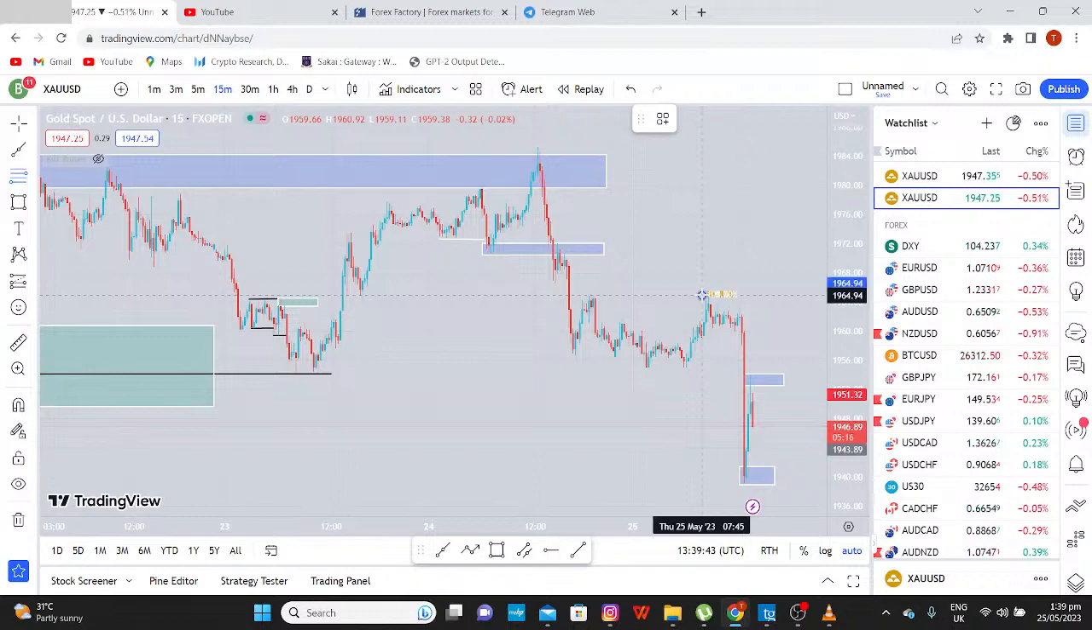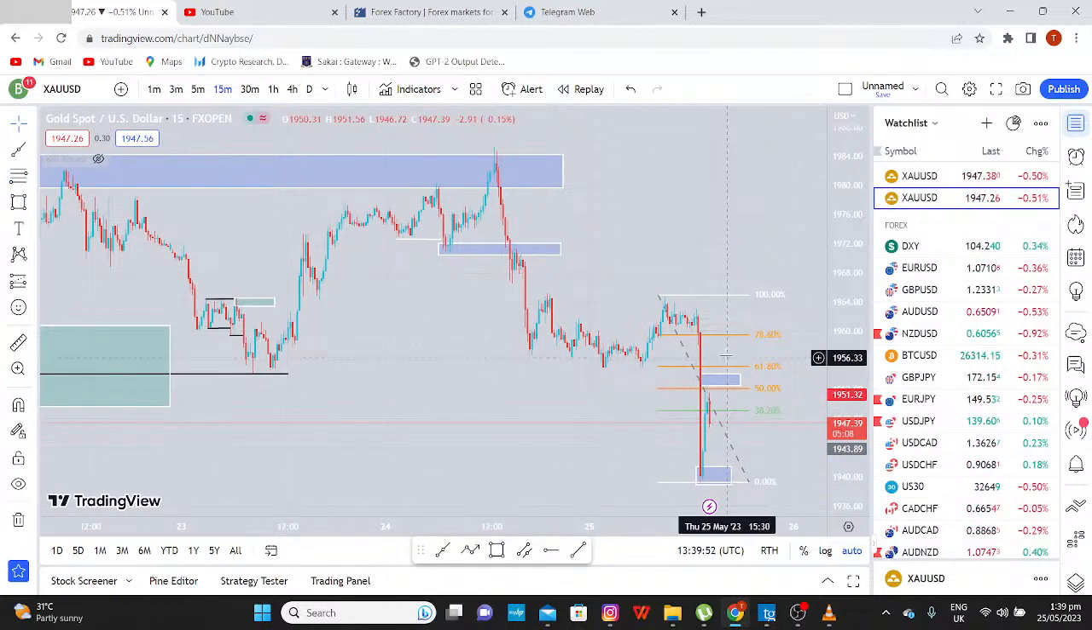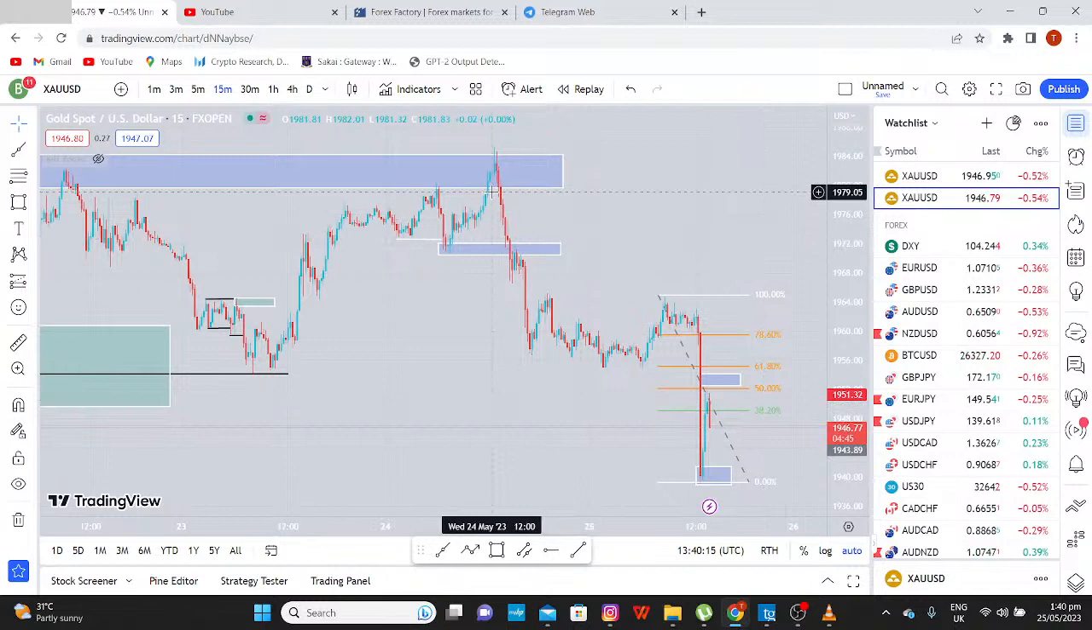Also, if this wick was around the 61 region, I would have entered a short just from here, right from here, without even thinking twice about it. But then it's on the 50%, which is a good discount zone. But then, no, let's stick to our strategy.